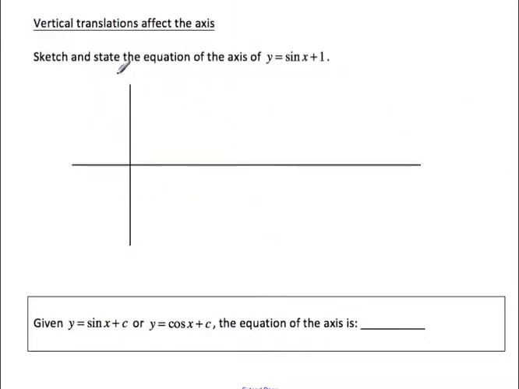Now let's look at vertical translations, which are going to affect the axis. We're asked to sketch and state the equation of the axis of y is equal to sine x plus 1.